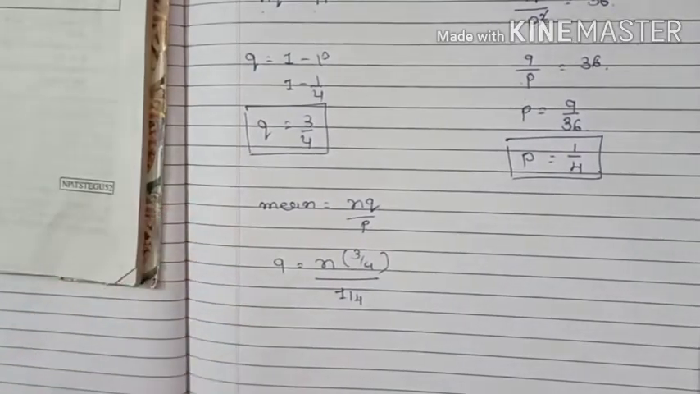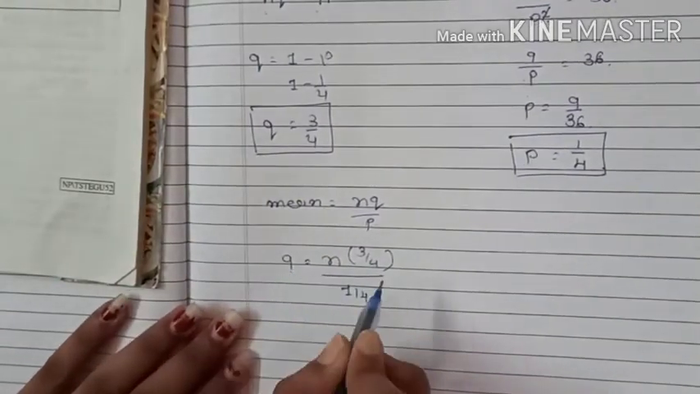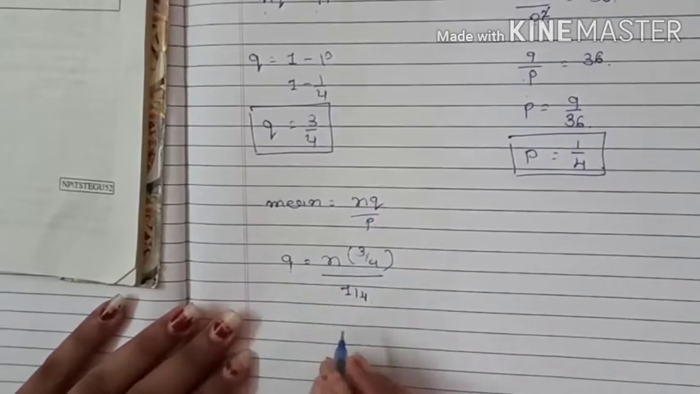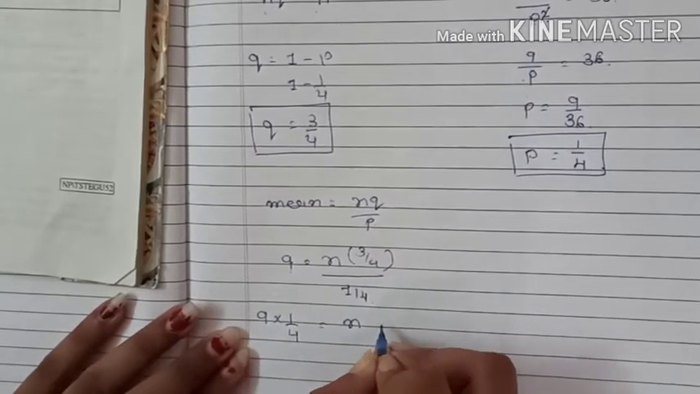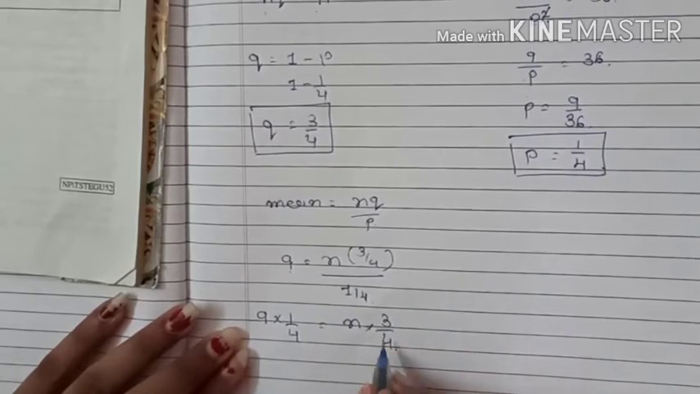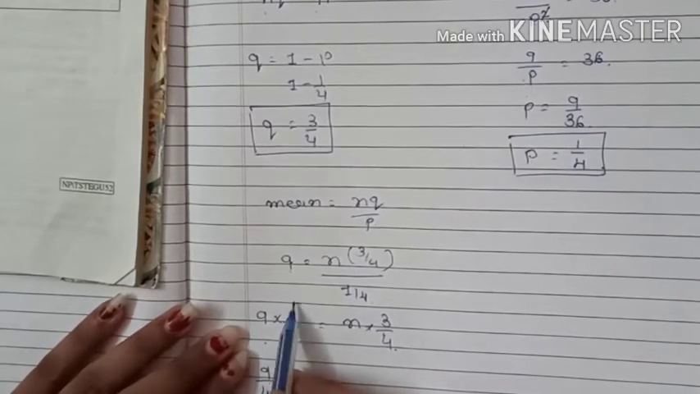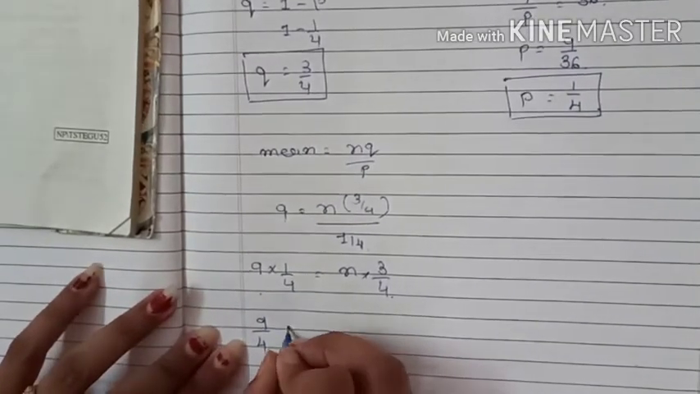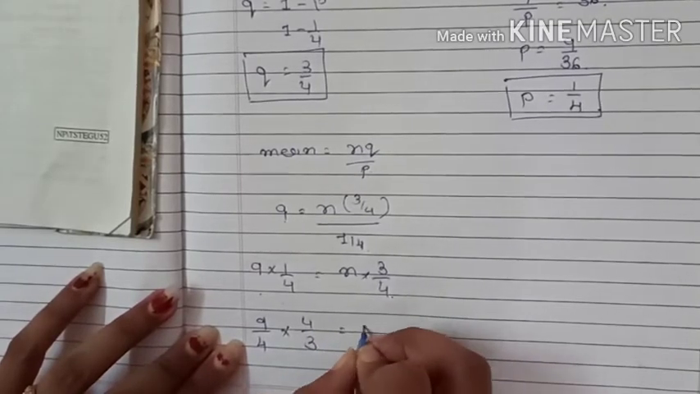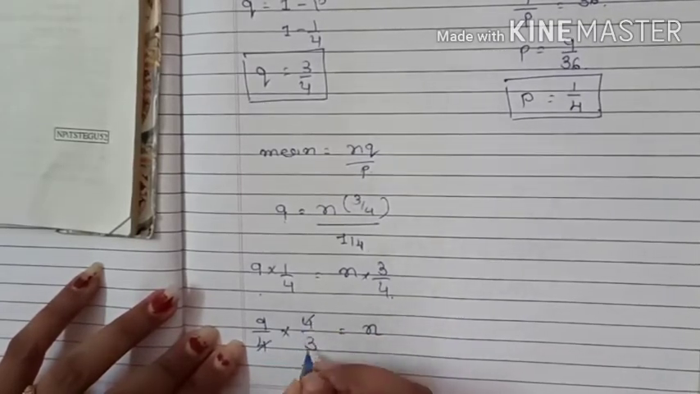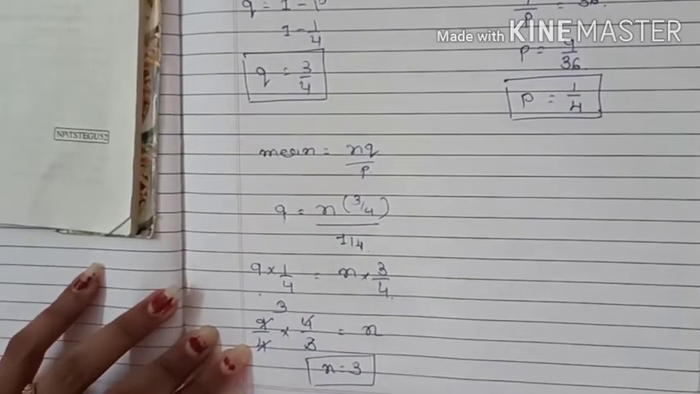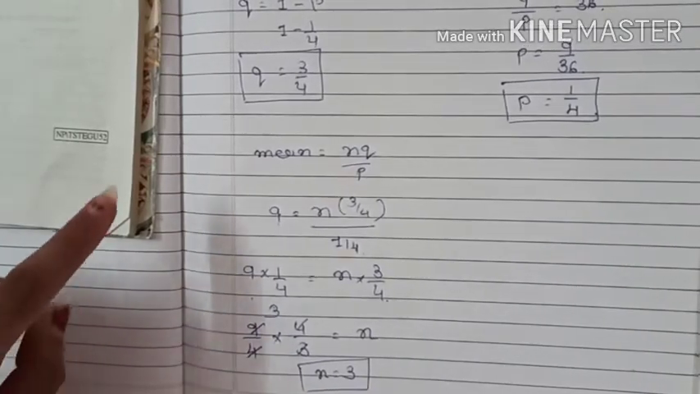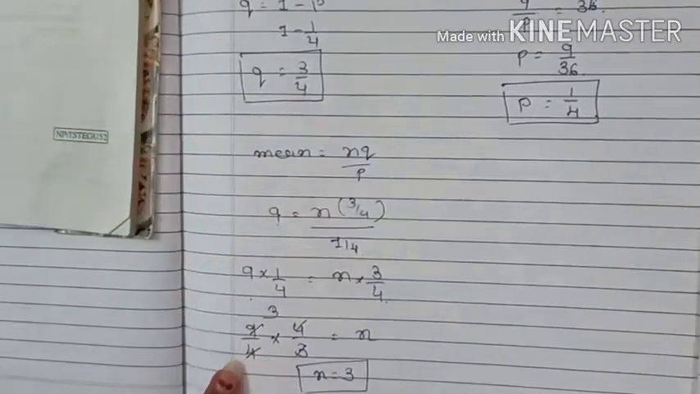We are solving this. The denominator comes here in multiplication. So 9 into 1 by 4 is equal to N into 3 by 4. When it comes to this side, it becomes a denominator. So 9 by 4 into 4 by 3 is equal to N. The 4s cancel, 3 threes are 9. So N will become 3. Understood? We have to find the parameters P, Q and N.